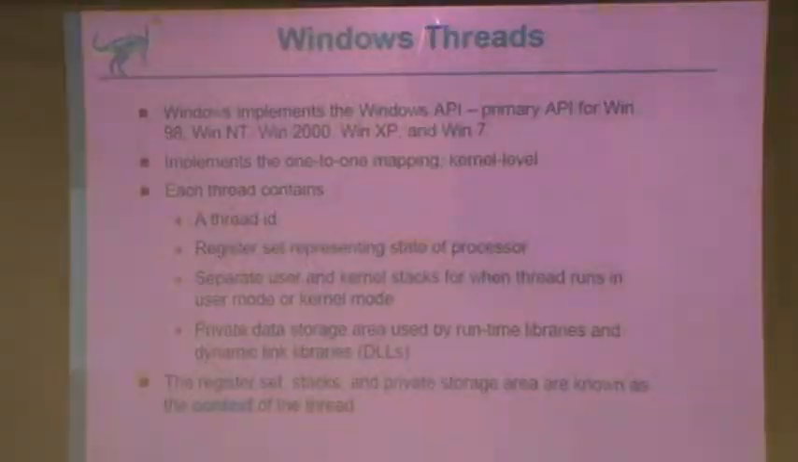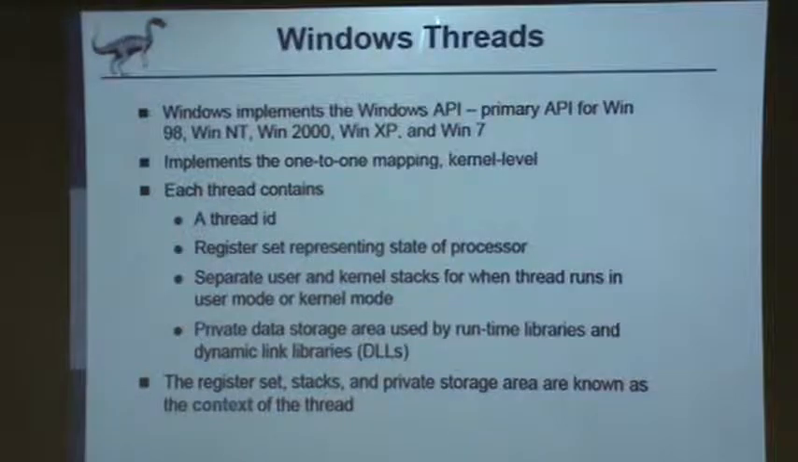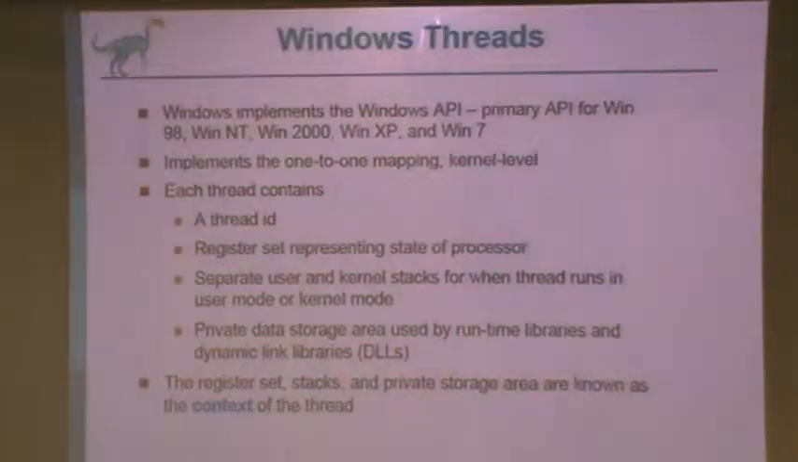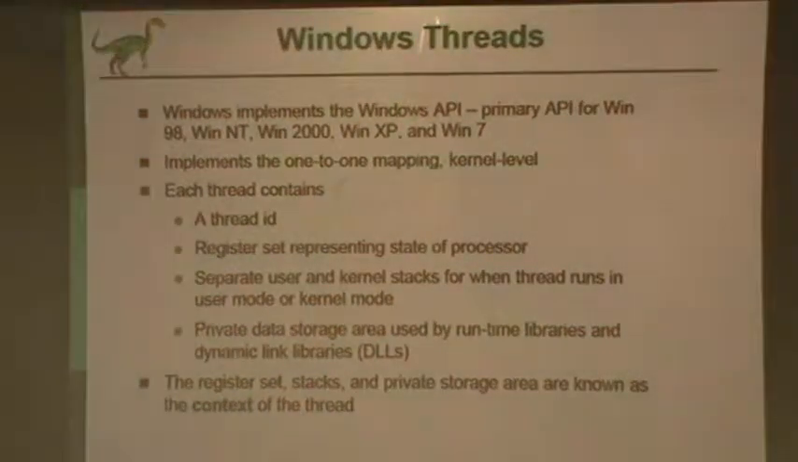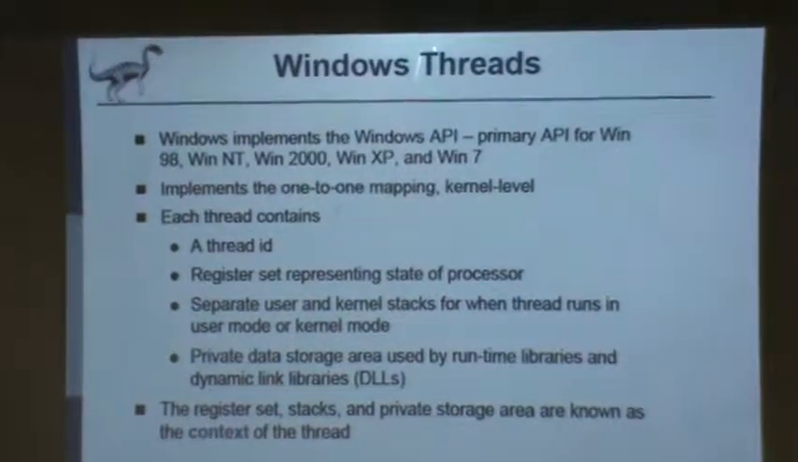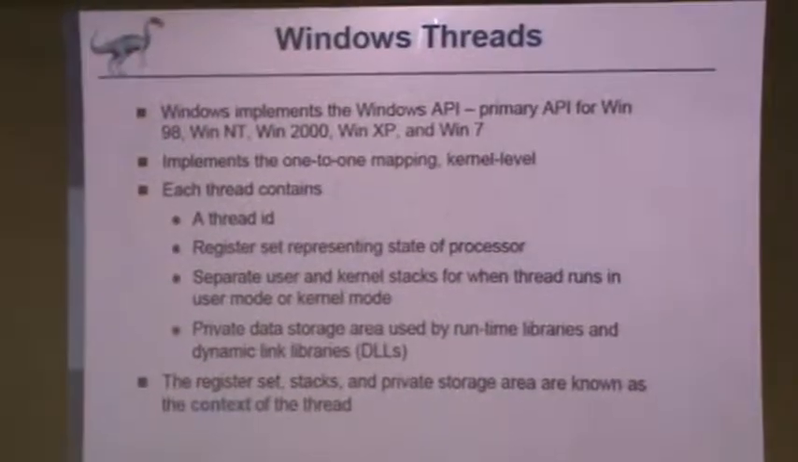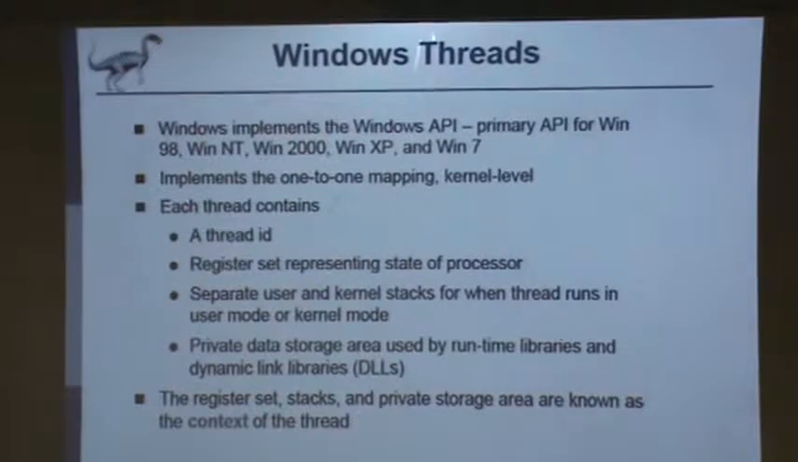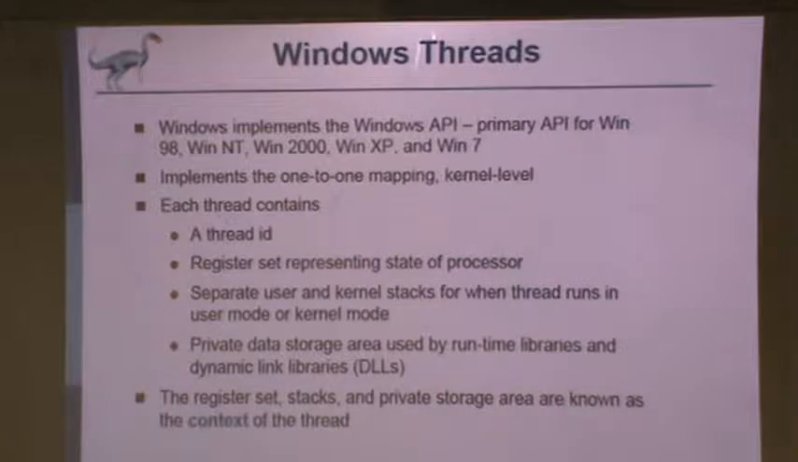This is our operating system thread. In Windows, you can implement one-to-one mapping at kernel level. Each thread contains an ID, the register set, and also a private data storage area used by the runtime library and dynamic link libraries.